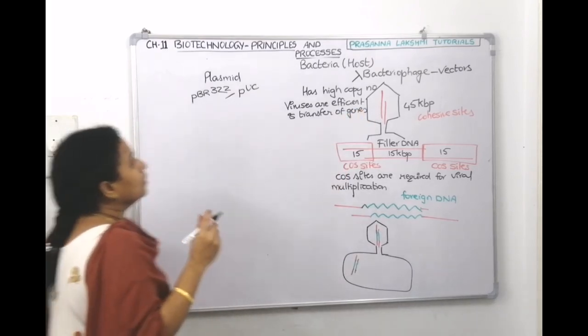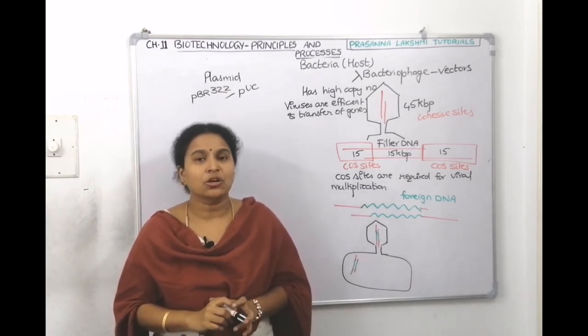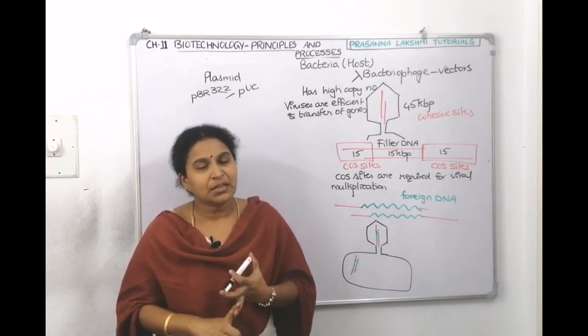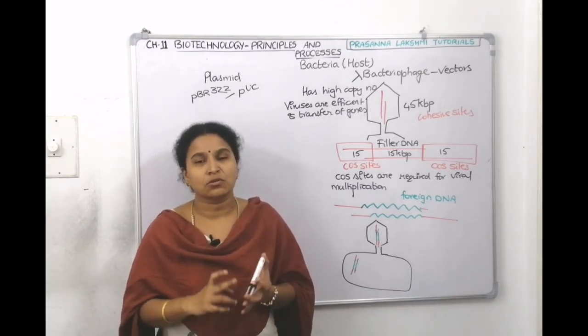Okay. So, this is about bacteria and its host. In the next lecture, we'll talk about bacterial artificial chromosomes and then other vectors, and then the remaining hosts, like plant is a host, animal is a host, that we will discuss.